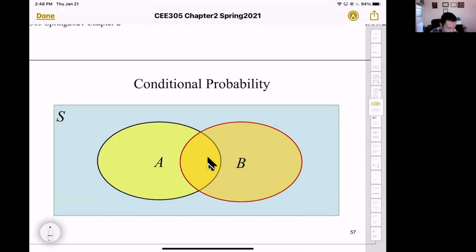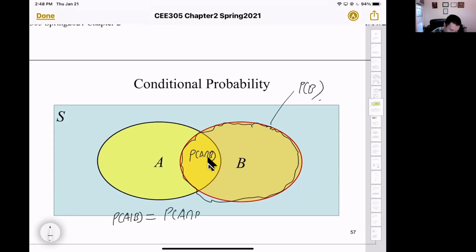Again, this part, the intersection, will be P(A and B). And this part, the whole circle, will be P(B). So this whole circle of B will be P(B). The conditional probability P(A given B) will be P(A and B) over P(B). From this diagram, it is P(A and B), this intersection, over P(B), which is that circle.